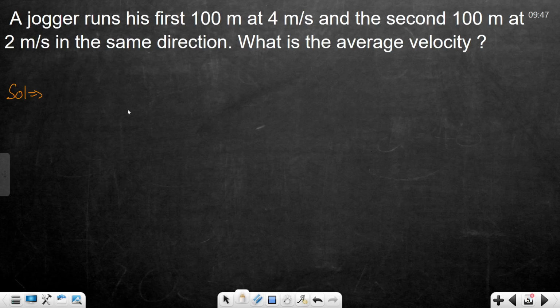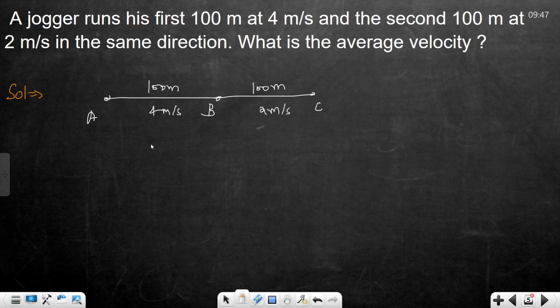What is our formula? Look, A to B is 100 meter with a speed of 4 meter per second. B to C is 100 meter with a speed of 2 meter per second. Time t1 is equal to 25 seconds. t2 is equal to 50 seconds.